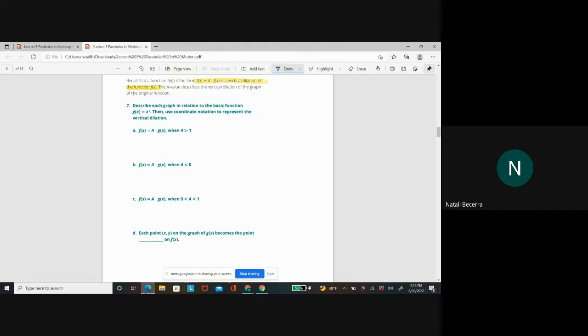And this is what I was talking about. So describe each graph in relation to the basic function g of x equals x squared. Then use coordinate notation to represent the vertical dilation. So whenever a is greater than 1, when a is greater than 1, then this is a positive. And actually, let me look at something real quick. I'm sorry, guys. Let's go down here.